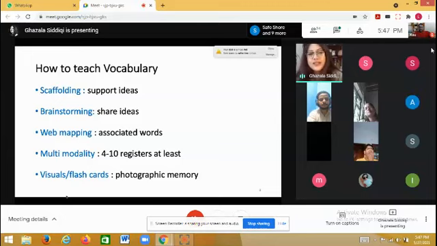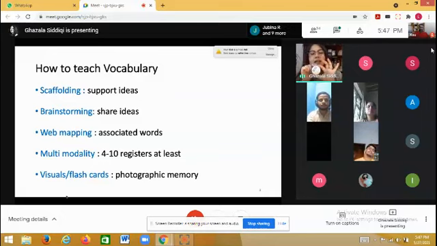One is called, the first one, scaffolding. Scaffolding is supporting ideas. Like you give them a word. Sometimes, I ask my students to make vocabulary charts in a way. They scaffold a lot of ideas. I make a circle on the blackboard and I write the keyword there. For example, I write the word school on a circle.